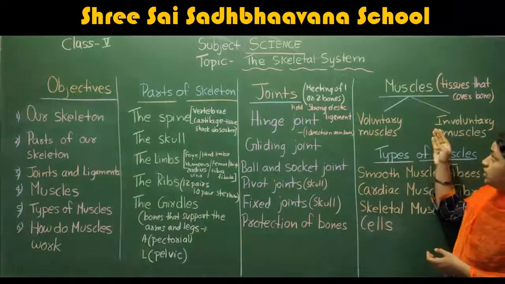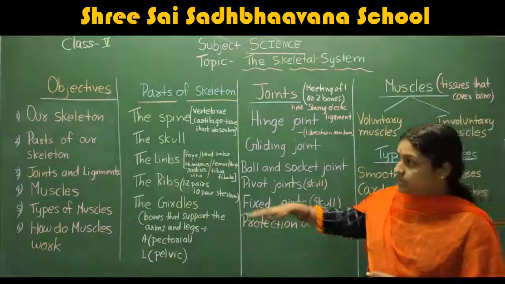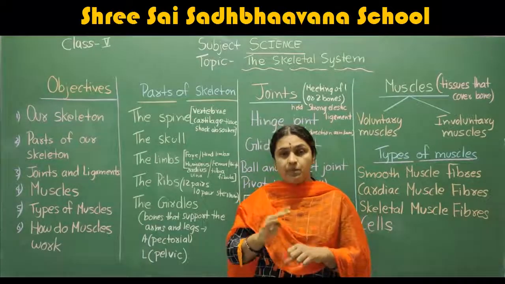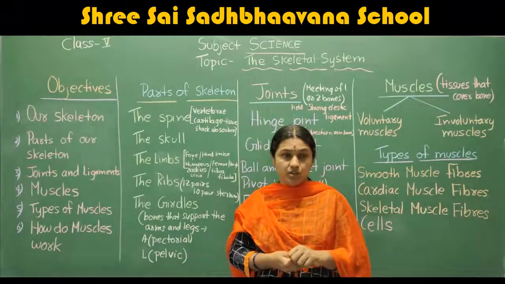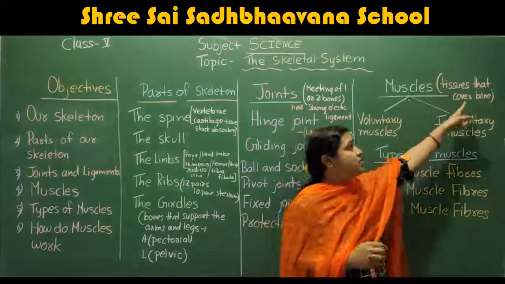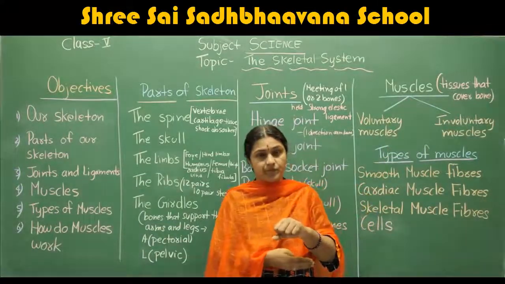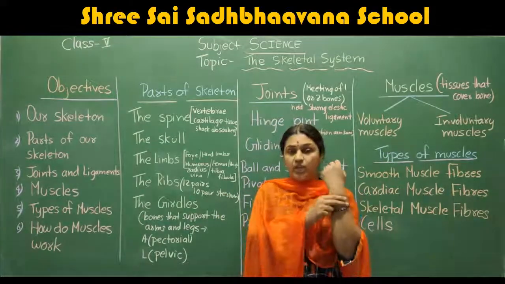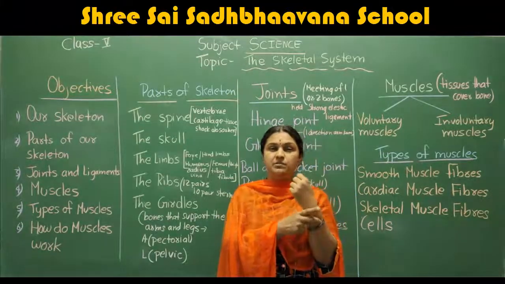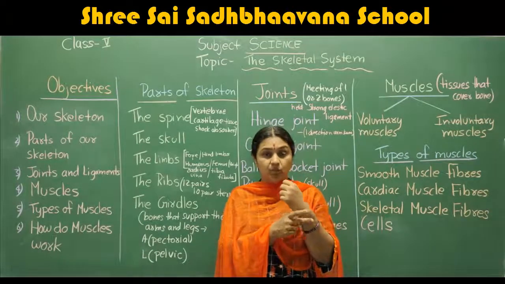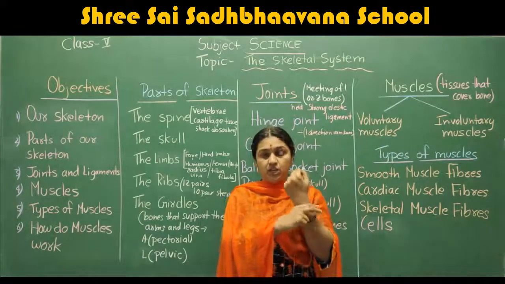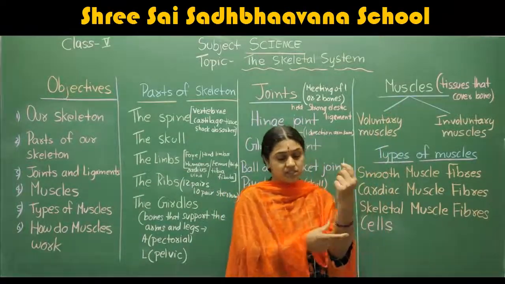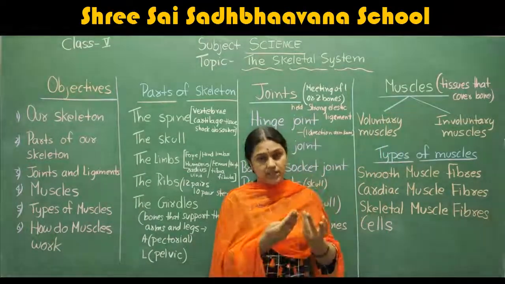Now, let us understand what are muscles. In the beginning, I mentioned that the skeleton helps in giving place for the muscles to attach. So, muscles are tissues that cover the bone. All of you can hold your hand and see. You feel something which is very hard here. That is the bone. And then you have this soft thing which is covering the bone, which is your muscles. Inside we have the muscles. The top layer is the skin.